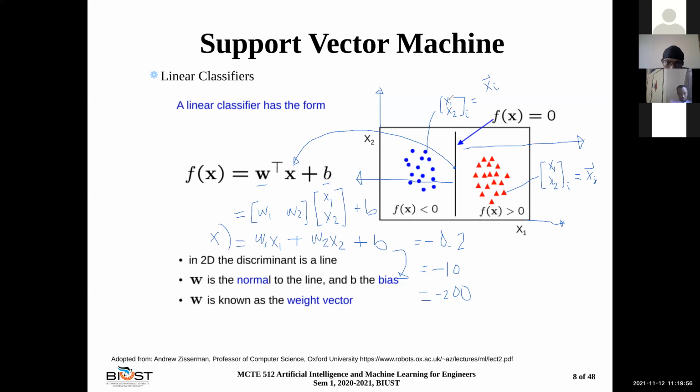So the problem here is that we want to know what is the value of w. We will be looking for the value of w as well as the value of b, so that we can come out with the right classification. That means for all points in this region, you will have f of x equal to 0, and for all points in this region, you'll have f of x greater than 0. So we need to find the value of w and the value of b.